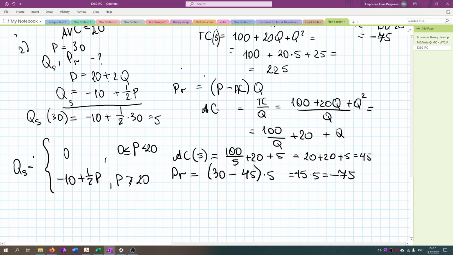Because if we put 20 here, we will get 0, or if we put 20 here, we will also get 0, so it doesn't matter. I mean that the main rule is to include the point only in one inequality, so this means if 20 is included into the second equation, it should not be included in the first one. So that's it.